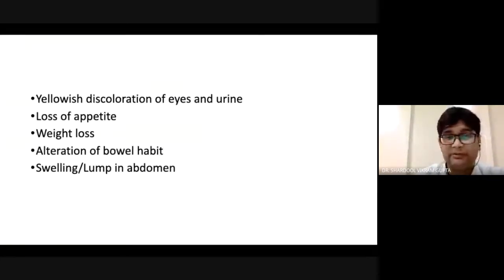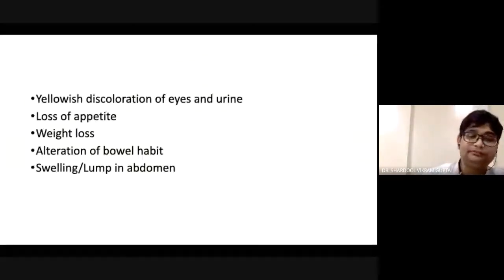Our patient may present with jaundice. What will patient say? Yellowish discoloration of eyes and urine. And patient may present with loss of appetite, weight loss, or alteration of the bowel habit. Or finally, a lump in the abdomen.